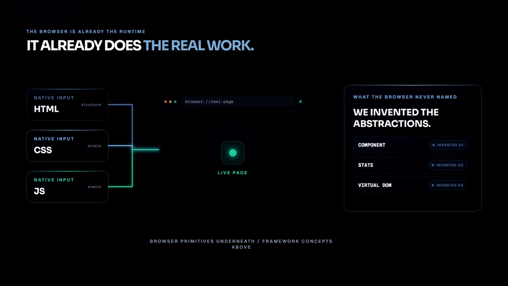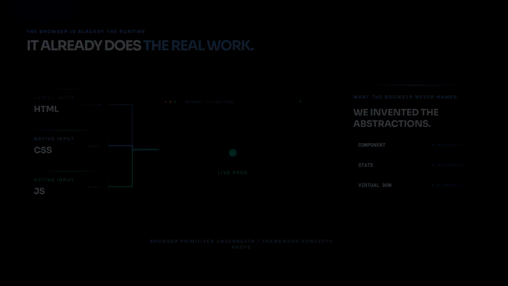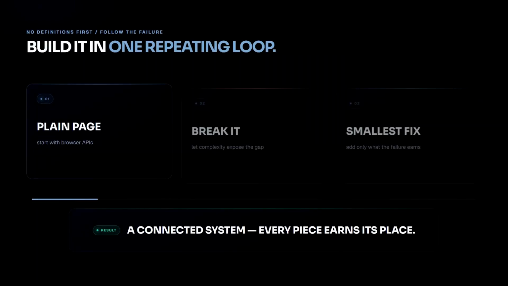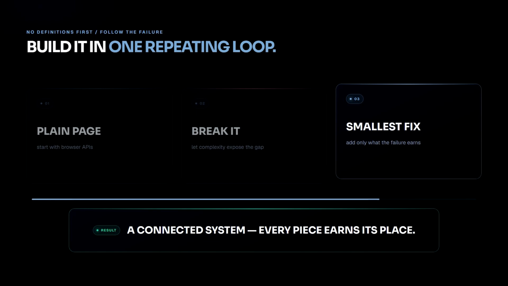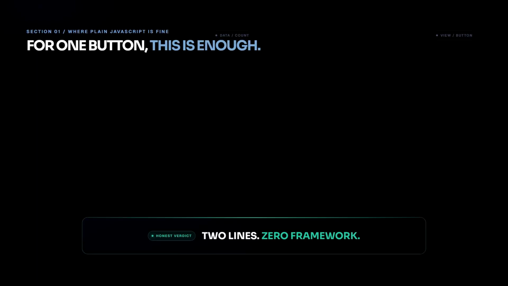So here I'm not going to define what virtual DOM is to you. Instead, we are going to do something better. We will start with a clean page and no framework, and then we'll break it. And every time it breaks, we invent the smallest possible thing that fixes it. By the end, we won't have a pile of features, we will have a framework, and you will know exactly why each piece of it is there.